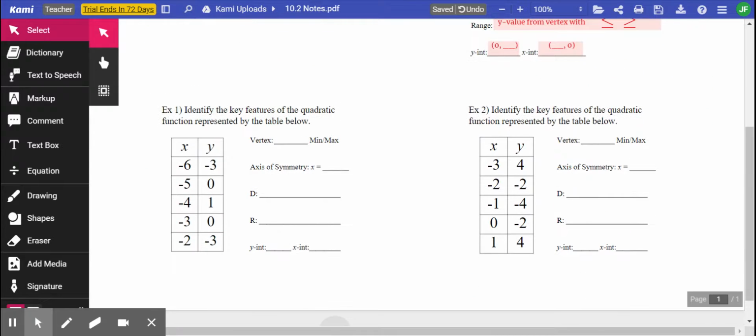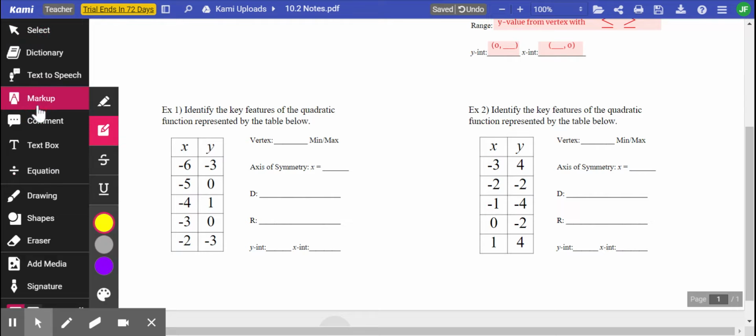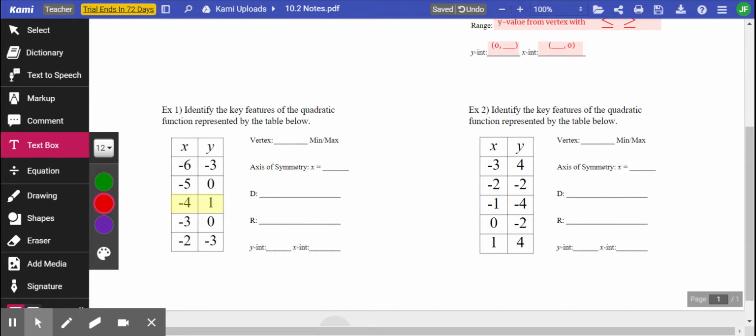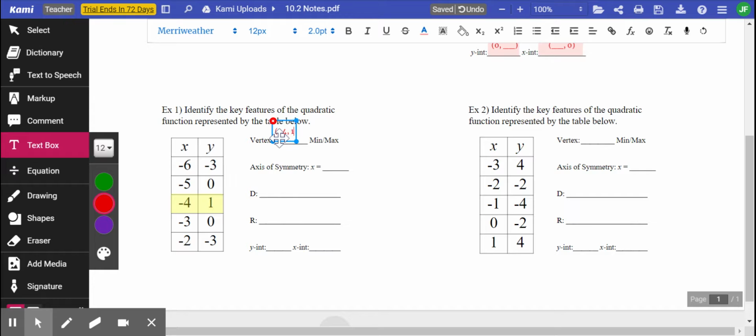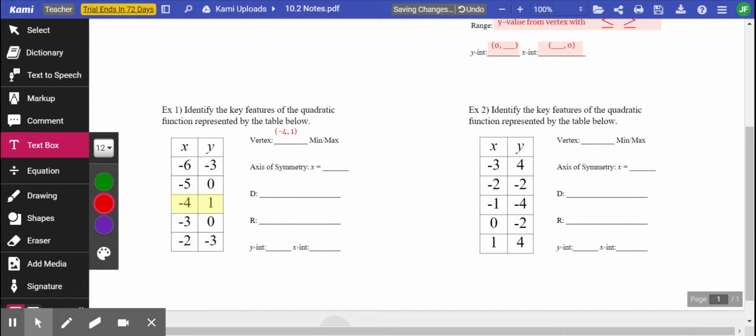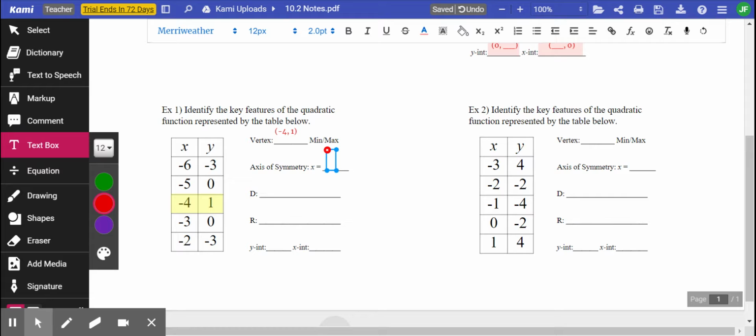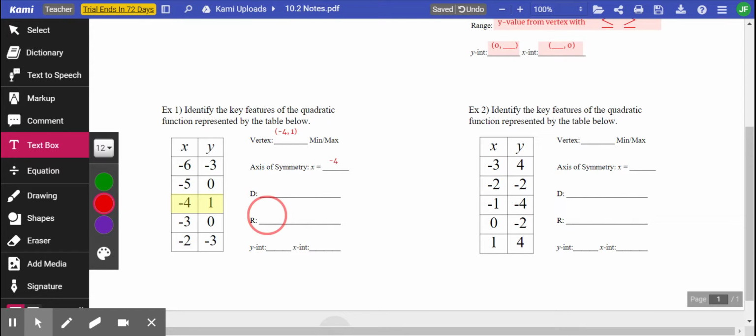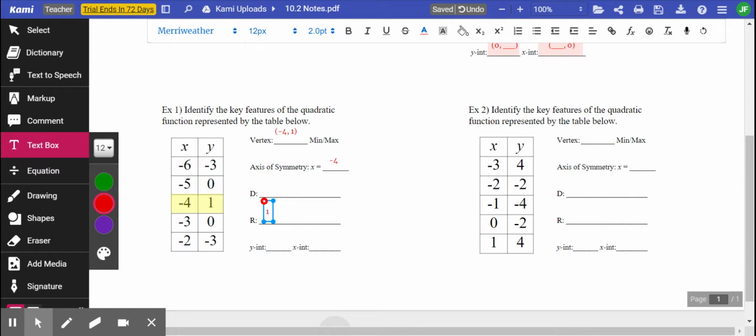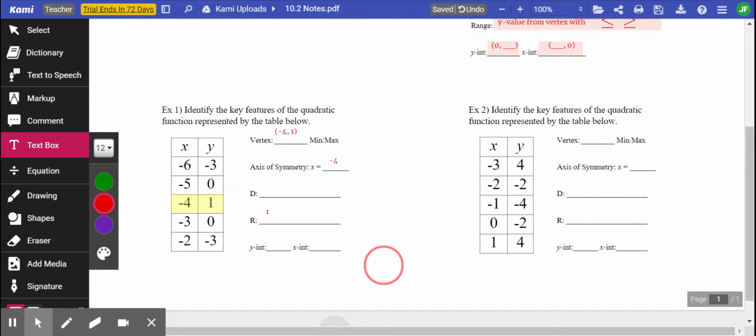Okay, we're going to do that for the next example. When I look at this, I notice that my y values go from -3 to 0 to 1 and then back to 0. So this is the middle of that pattern there. It kind of reverses the order there. So that tells me that that is my vertex. I'm going to go ahead and fill in everything that I need for my vertex. My axis of symmetry is -4. My range is going to use that 1, and I'm just going to put that there for now.